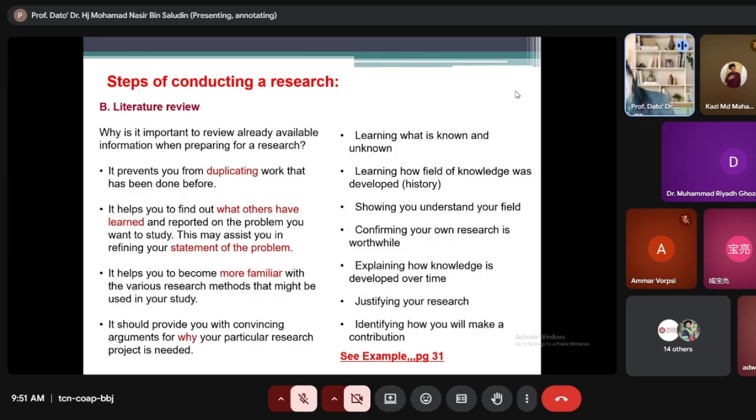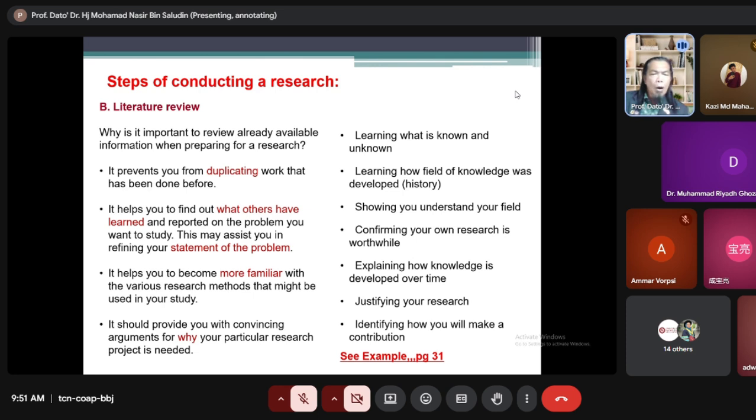Step of conducting research. Number 1, the thesis starts in chapter 2, not in chapter 1. Begin in chapter 2. What is chapter 2? It is the literature review. Why is it important to review already available information when preparing for the research? It prevents you from duplicating work that has been done before, number 1. It helps you to find out what others have learned and reported on the problem you want to study. This may assist you in refining your statement of the problem.